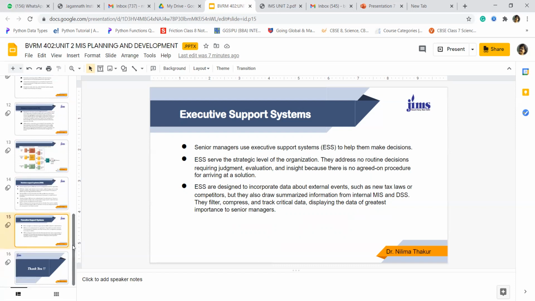Here we complete unit 2 with MIS, ESS, DSS, and TPS, that is, the types of information system, and MIS planning and development.